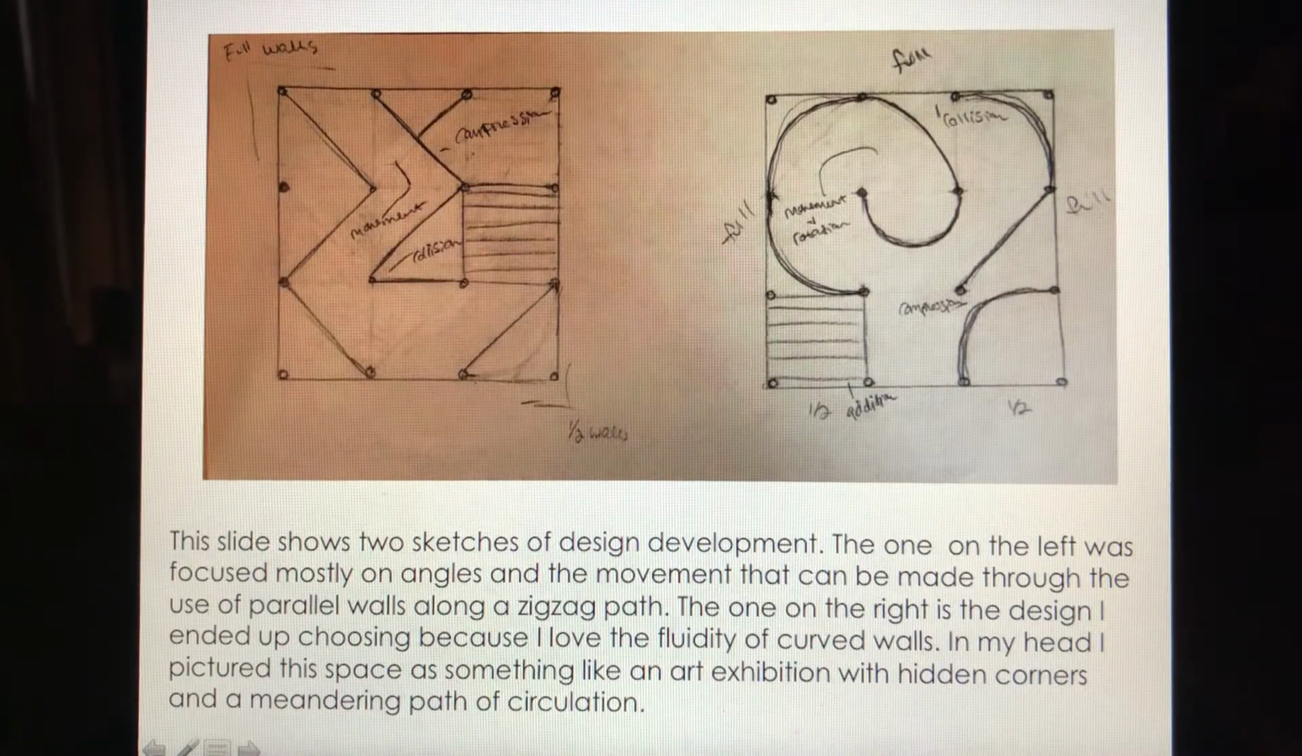This slide shows two sketches of design development. The one on the left was focused mostly on angles and the movement that can be made through the use of parallel walls along a zigzagging path. The one on the right is the design I ended up choosing because I love the fluidity of curved walls, and in my head I pictured the space as something like an art exhibition with hidden corners and meandering paths of circulation.